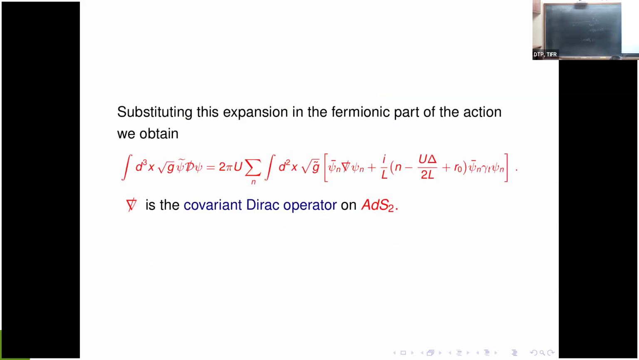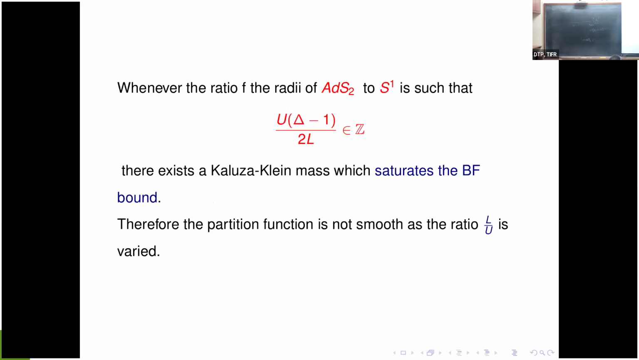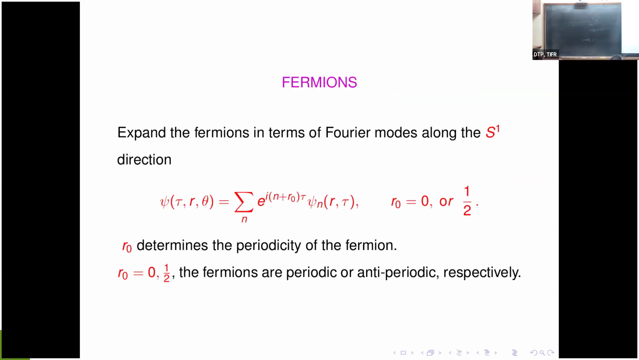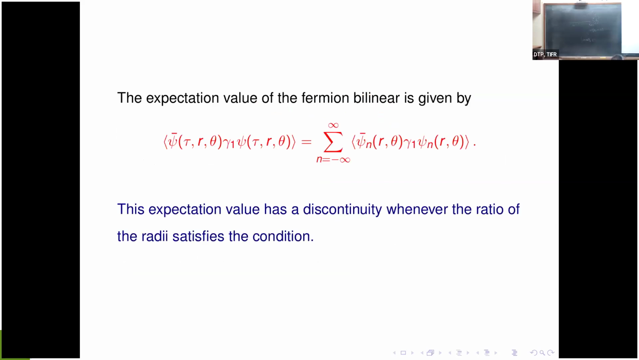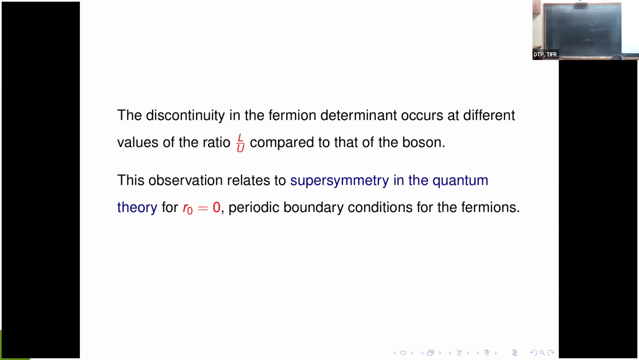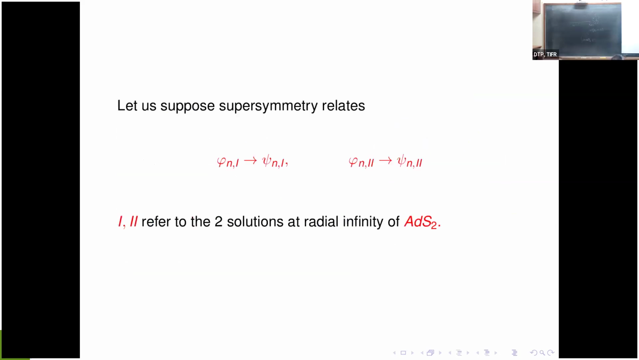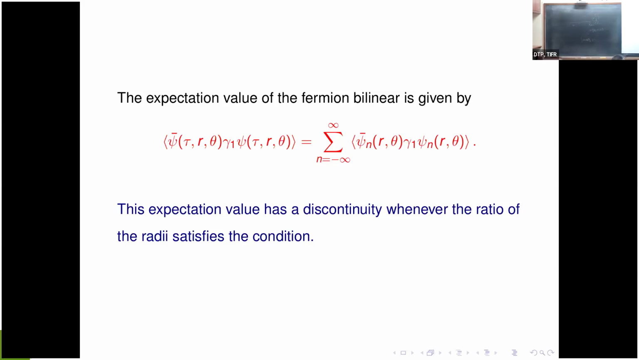But you notice one thing: the point at which this becomes an integer is different from the point at which the fermions become an integer. Fermions have a problem. So the points are separated, and this is just a claim that at that point the discontinuity is there. Now the discontinuities of fermions occur at different values of the ratio, and this observation relates to the supersymmetry in the quantum theory. So say we took R not equal to 0 for periodic boundary condition. So fermions and bosons jump at different points.